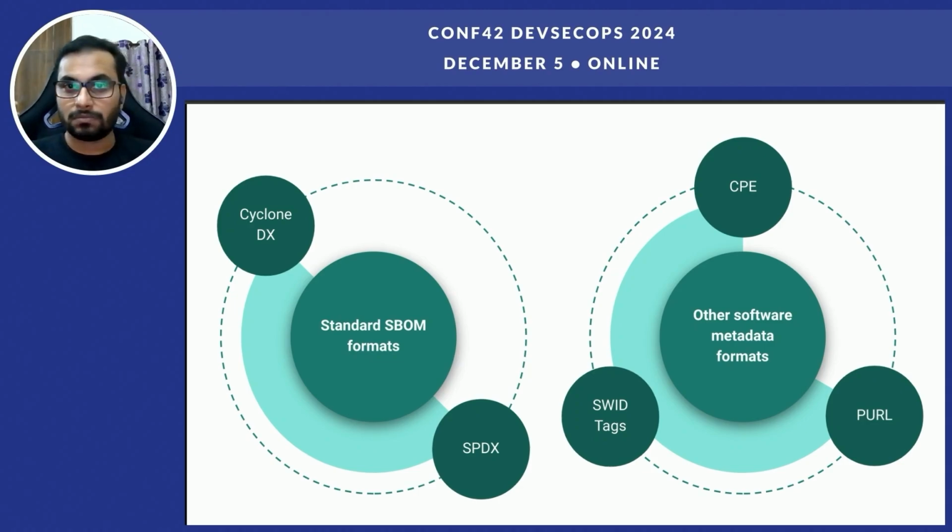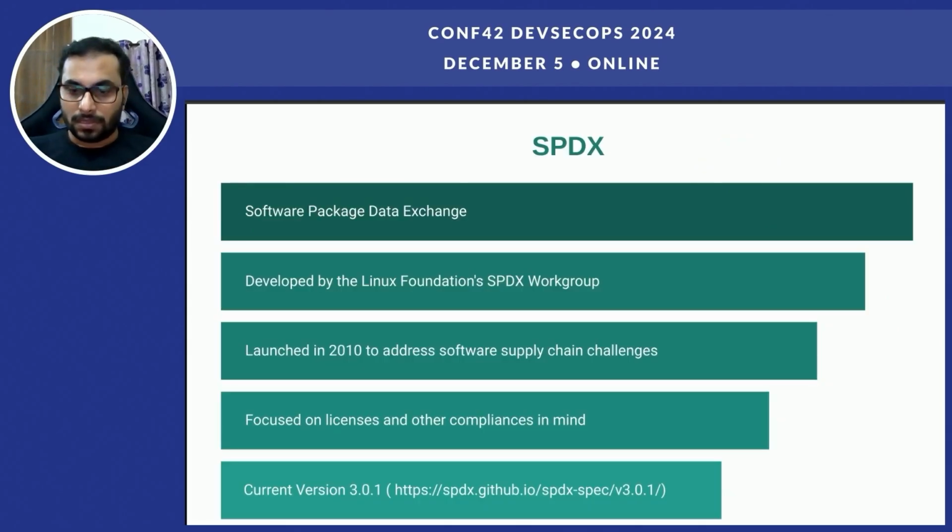So let's say you have a machine, whatever software is installed on it, whether they are RPM, Debian packages, or Java packages, anything of this. Everything can be represented using a package URL. So let us come to one of the SBOM standards, that is SPDX.